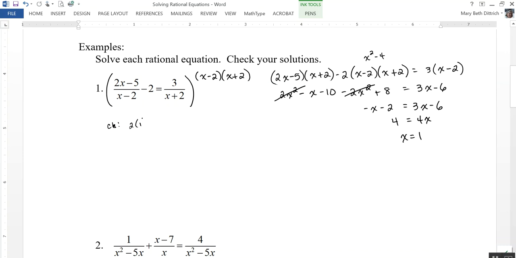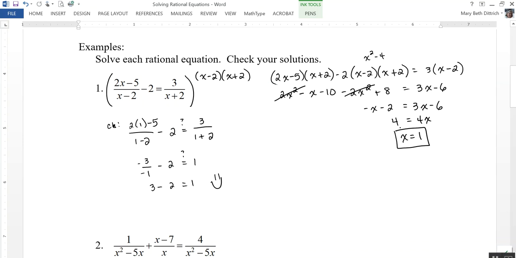So is (2 times 1 minus 5) over (1 minus 2) minus 2 equal to 3 over (1 plus 2)? So that's going to give me a negative 3 over negative 1, minus 2. Is that equal to 3 over 3, which is 1? So negative 3 over negative 1 is 3, minus 2, equal to 1. Indeed it is, so my solution is x equals 1. Let's take a look at a second example here.